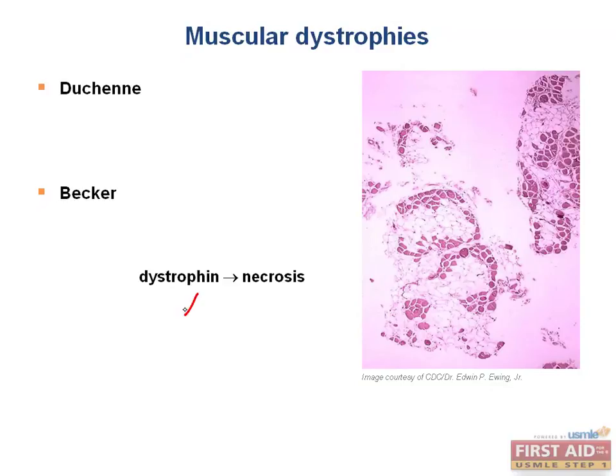Now, dystrophin is on the X chromosome, so who do you think is more likely to get it, males or females? That would be males, and in fact, it's extraordinarily rare for females to get this.